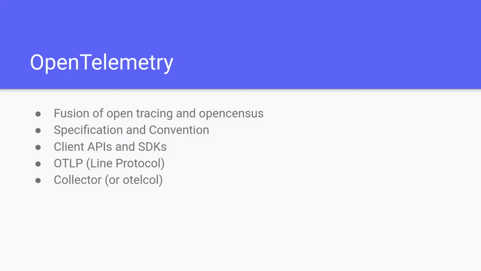So let's discuss OpenTelemetry. OpenTelemetry is a project that is a fusion of OpenTracing and OpenCensus. OpenTelemetry defines some standard specification and convention for how the data should be transmitted between the various components. OpenTelemetry provides a set of APIs and client SDKs which you can use to instrument your application and send those traces. OpenTelemetry uses the OTLP protocol, which is specially designed for dealing with traces.